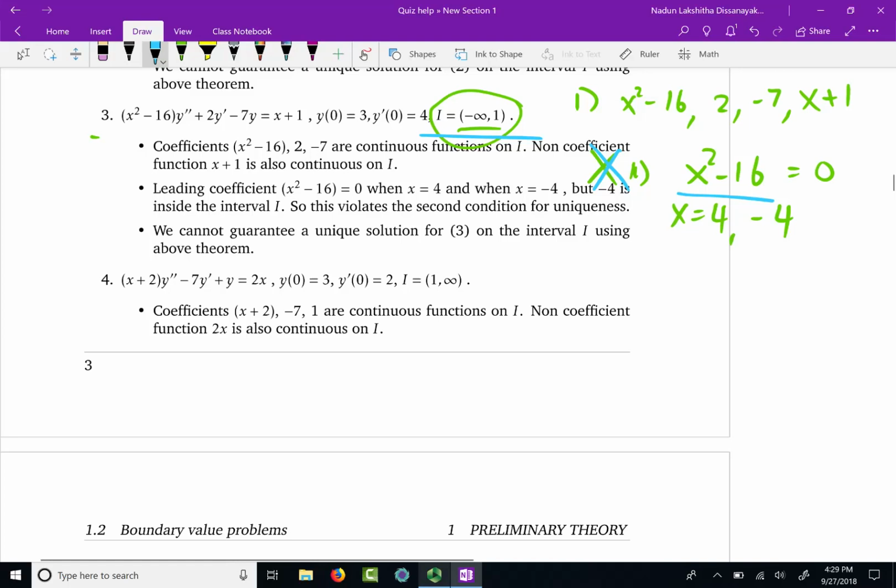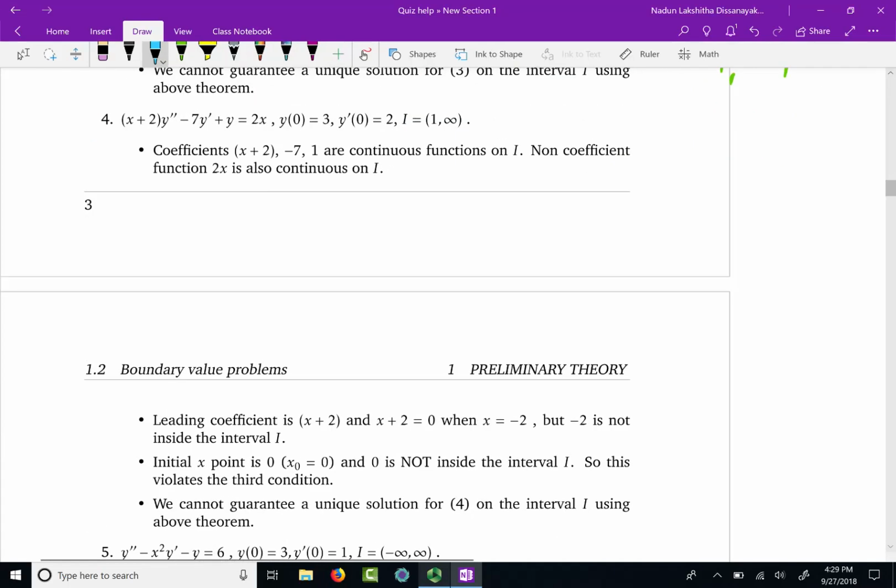Okay, so what can we say? Well, we stop there. We know that the theorem is not enough. So please use some other mathematics, or change your interval, or change your initial condition. It's just that our theorem is not enough to guarantee a unique solution. But that does not mean you don't have a unique solution. It just means we don't know.